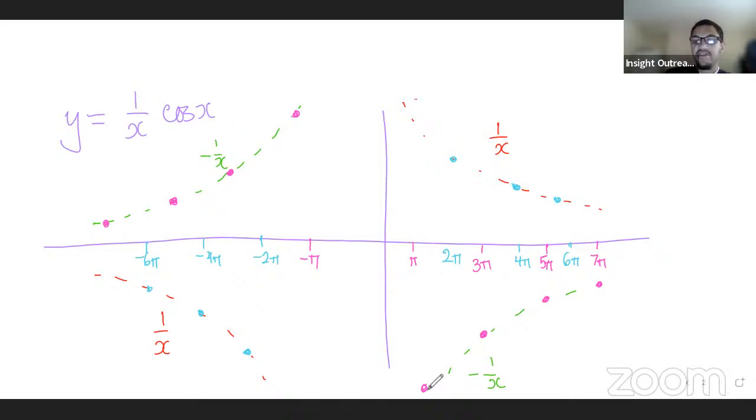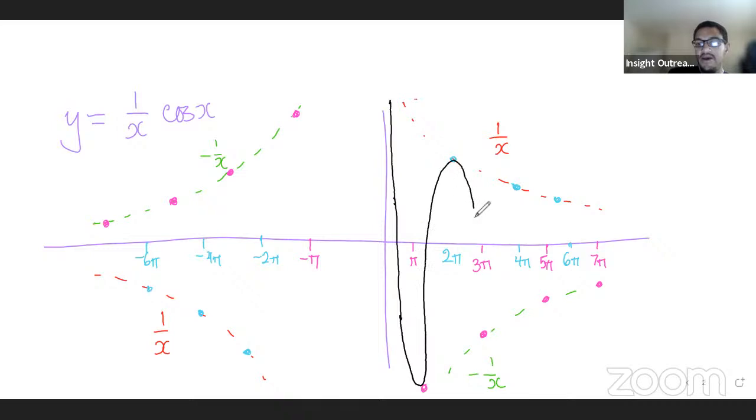Okay, so what the graph will look like is like this. It'll start coming in from infinity on here. Then it'll cross down at about pi over 2. Then it'll touch this point, and then go like here.